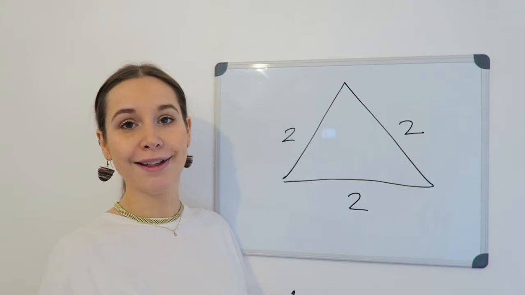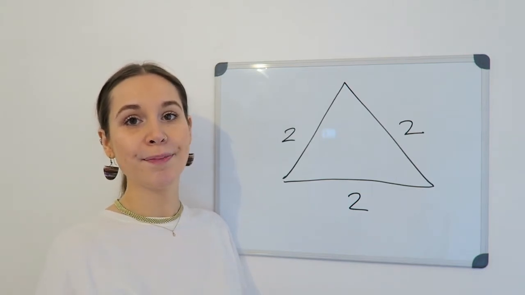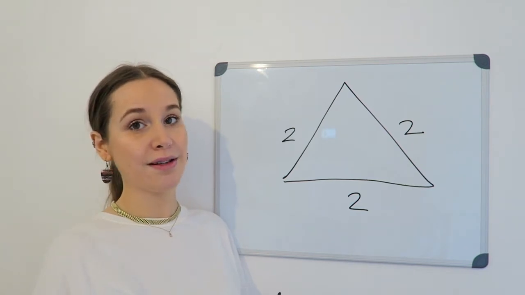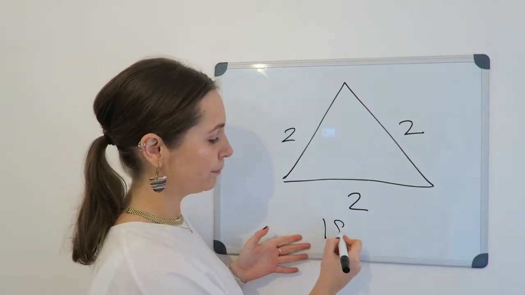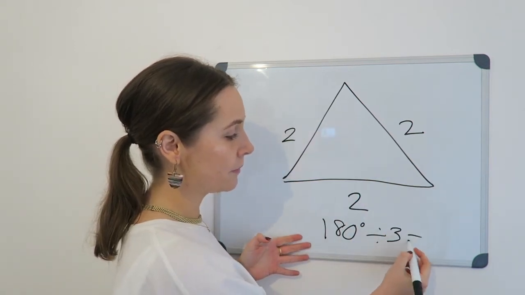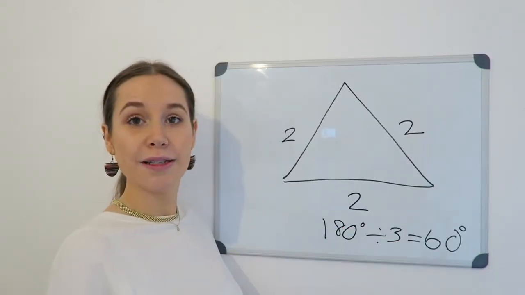Triangles have 3 angles that add up to 180 degrees, and it's an equilateral triangle, so all the angles have to be the same size. So 180 degrees divided by the 3 angles is going to give us 60 degrees per angle.